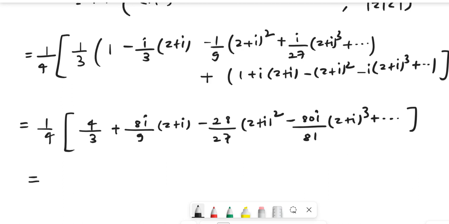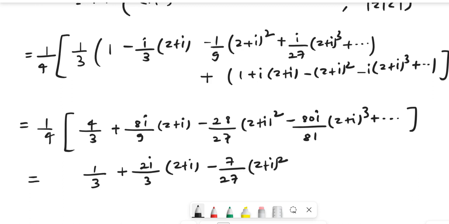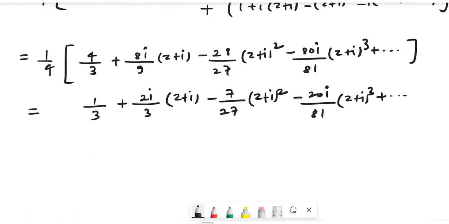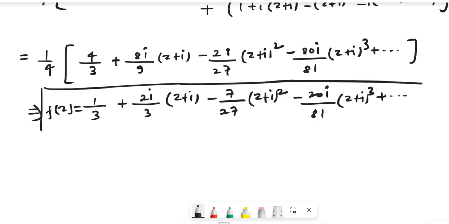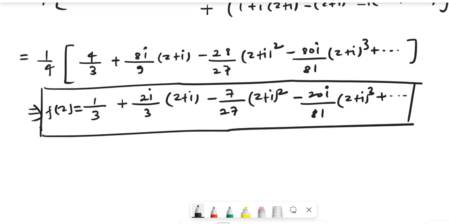Divide the whole term by 4, that is 1 over 3 plus 2i over 3 z plus i minus 7 over 27 z plus i whole square minus 20i over 81 z plus i whole power 3 plus dot dot dot. So this is the Taylor series expansion of the given function f of z, and this is the final answer.